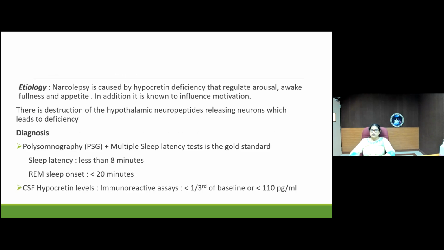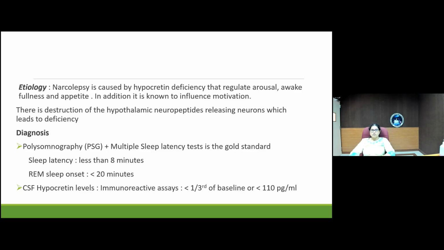In addition to this, it is also known to influence an individual's motivation, which thus also describes why an individual with narcolepsy not only has a difficulty with his sleep regulation, but also has significant impairment in his functioning. Here, in this disorder, there is destruction of the hypothalamic neuropeptide releasing neurons, which leads to the deficiency of hypocretin.